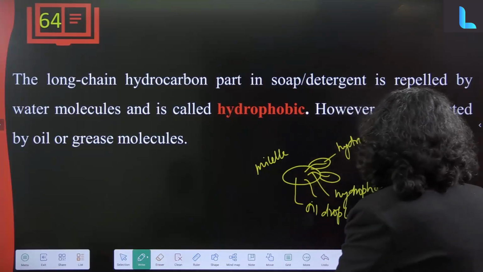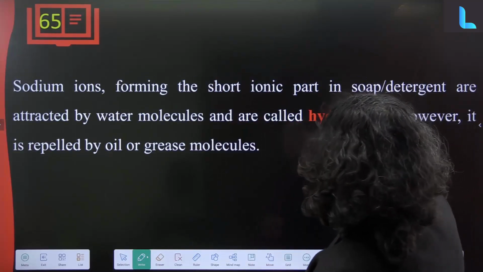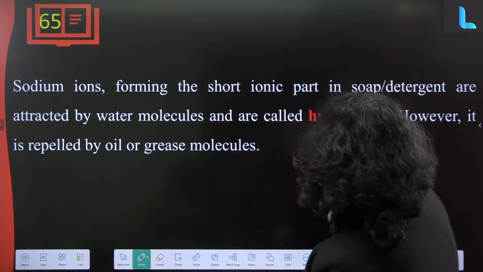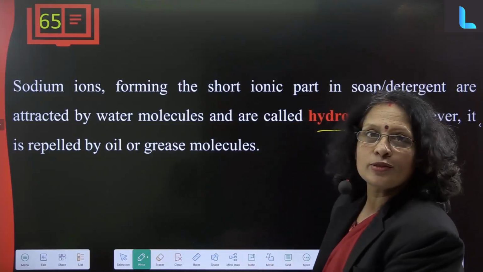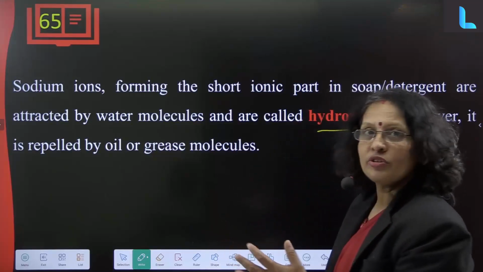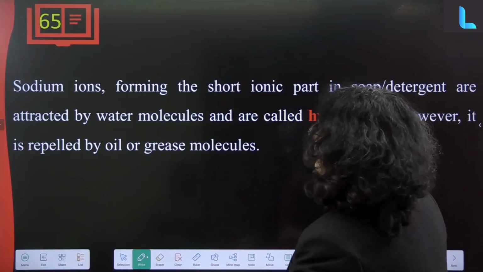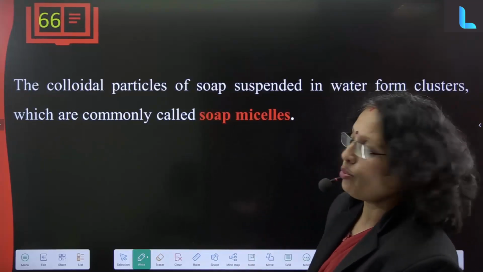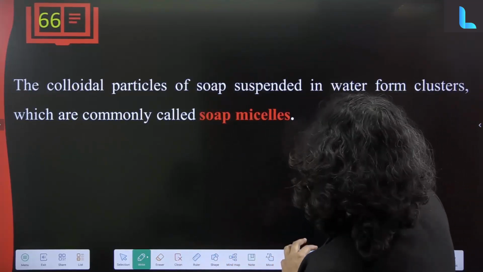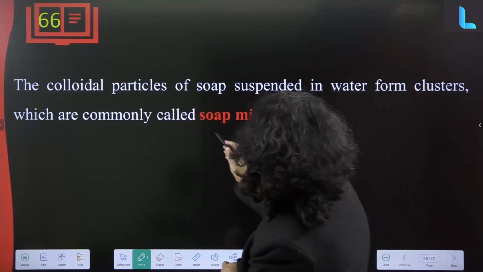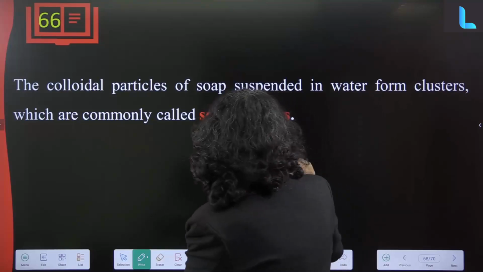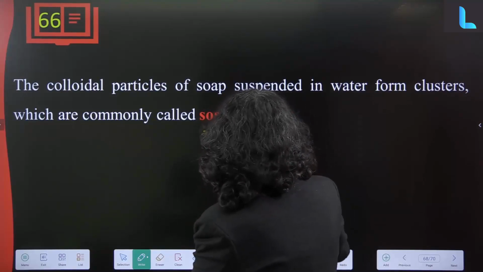Okay, so here we are seeing sodium ions forming the short ionic part, attracted by water, called hydrophilic, which has affinity to water. Hydrophobic is having aversion to water, repelled by oil or grease molecules, water soluble and water insoluble we can say. The colloidal particles of soap suspended in water form a cluster commonly called a soap micelle, which I have shown you just now. This kind of micelle will be obtained.